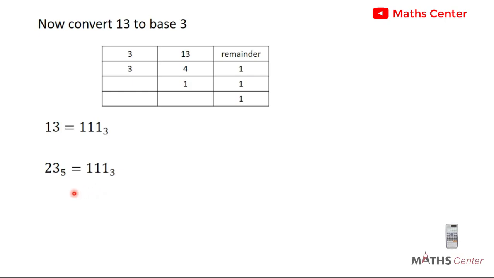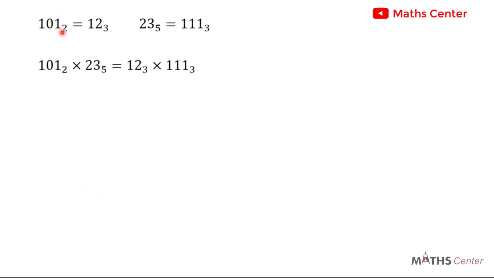So we now have 101 base 2 in base 3, and we have 23 base 5 also in base 3 as 111 base 3. So 101 base 2 times 23 base 5 is actually 12 base 3 times 111 base 3. We now have all of them in the same base, so we can use the technique we used in the previous video to multiply numbers in different bases. We can use that technique here to multiply these two.